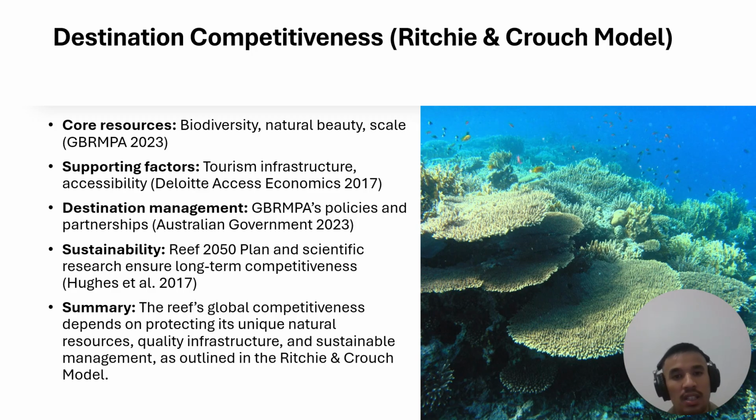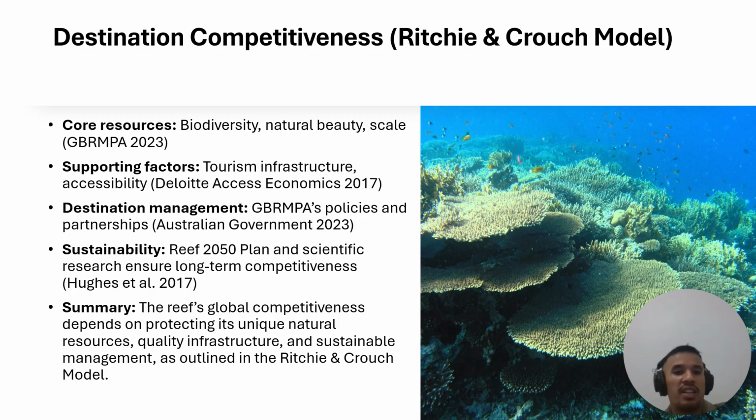Next, supporting factors and resources include the reef's tourism infrastructure like hotels, visitor centers, and transport links, all of which make it easy for people to visit. Destination management is another important part. The GBR Marine Park Authority, along with government scientists and Indigenous people, work together on policies, planning, and sustainability projects like the Reef 2050 long-term sustainability plan to ensure the reef remains competitive as a world-class destination.